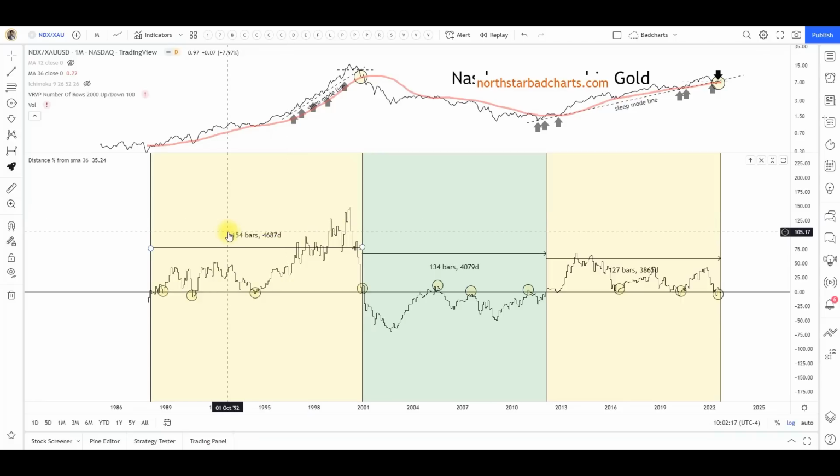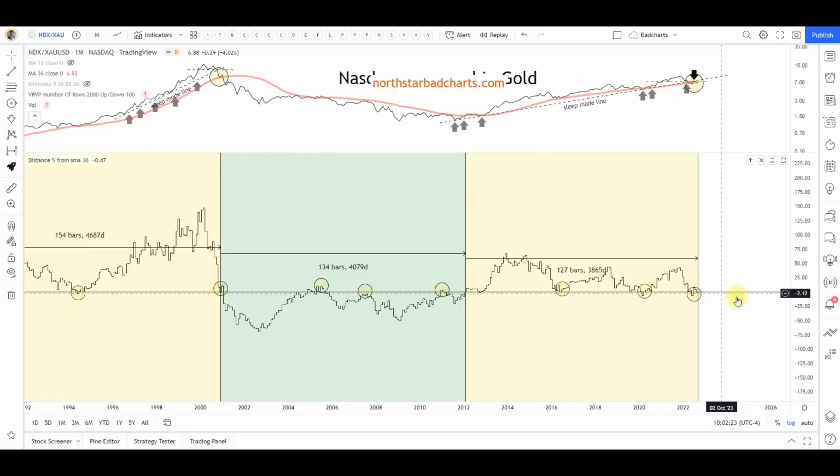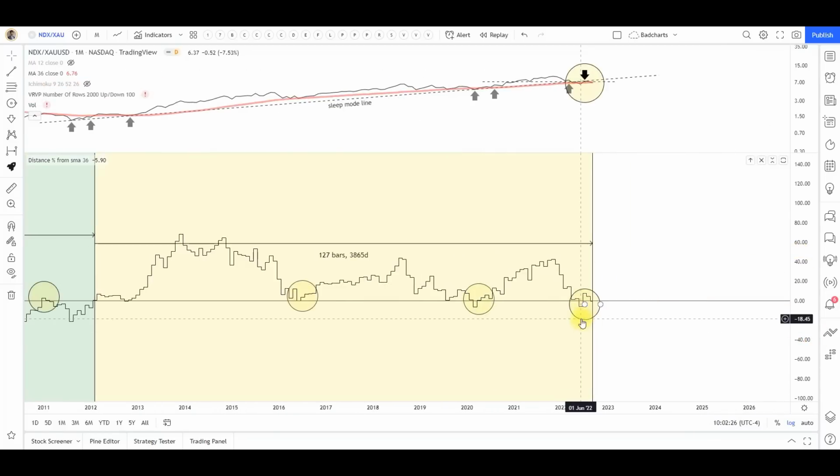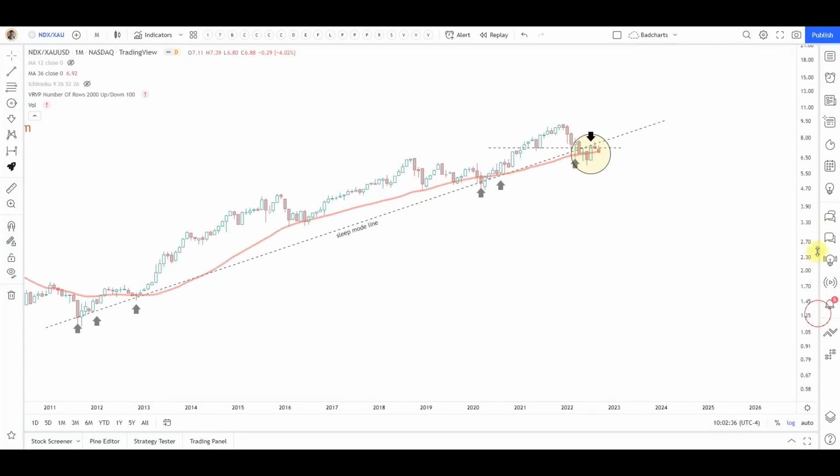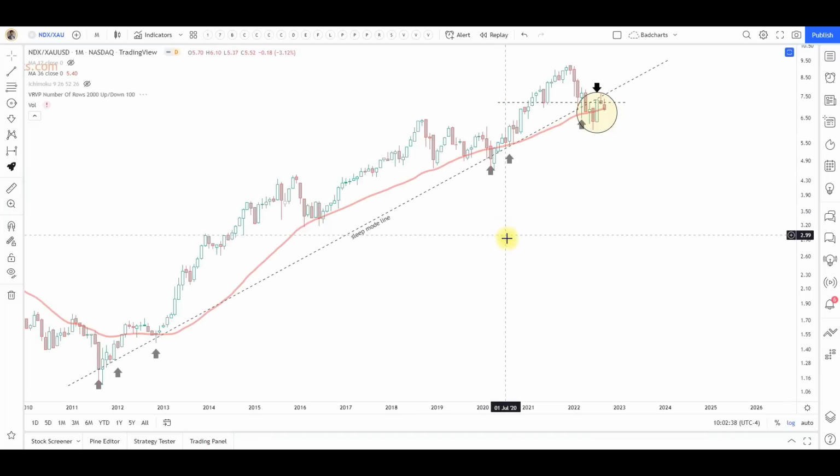Here I marked 154 bars, here 134 bars a month, here 127. And it's not quite there yet. Look at that. Oh, it did go below. Now it bounced back up. Now it's right back on it, guys. Right back on it. Super close. Like I told Kevin this morning, it just needs a small push to fall off the mountain.